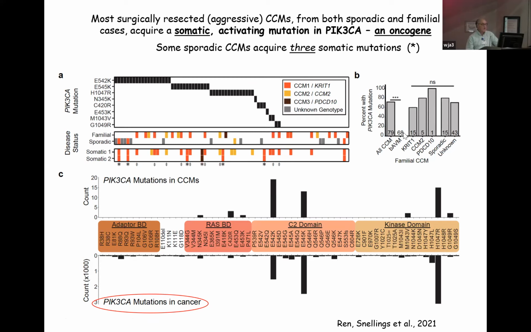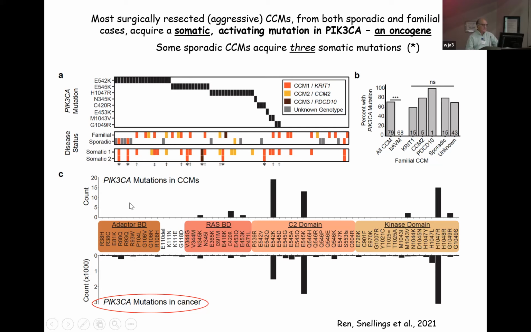So the point is they weren't only in brain arteriovenous malformations. They were in the CCMs. They were in any of the three germline mutations, sporadic cases, et cetera. And if you look at the kinds of mutations we found, not only the three most common in cancer, but some of these others, these are the PI3 kinase mutations in cancer. This is from the COSMIC database, which is the catalog of somatic mutations in cancer. And you can see that these mutations fall along the same amino acid residues in the protein. It's perfect correlation. And so these are activating mutations. In fact, all of these are known to be activating already.